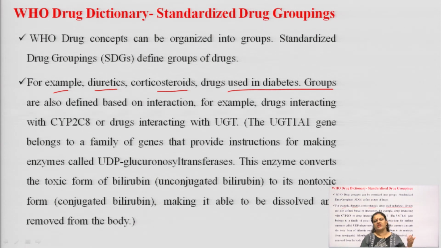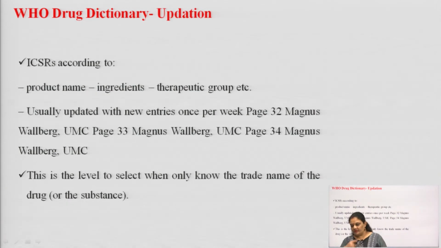Why are we going to change its form? For its easy metabolism and excretion from the body, to prevent our body from further lethal, toxic or harmful effects, to its non-toxic form, which is the conjugated bilirubin, so that it will be made available to better dissolve and excrete from the body. Okay, students. So, these are standardized drug groupings as per the WHO drug dictionary format.